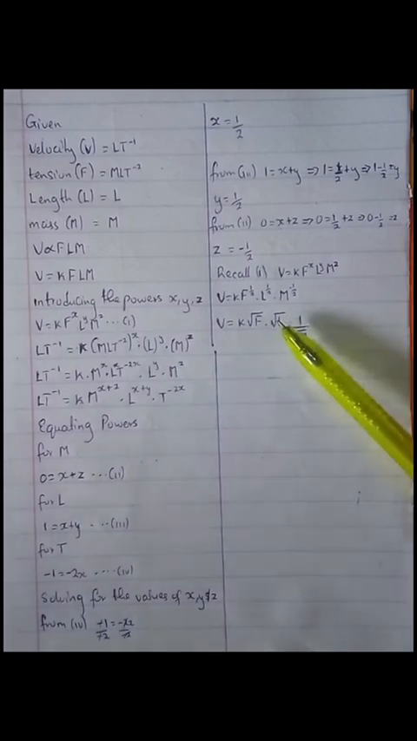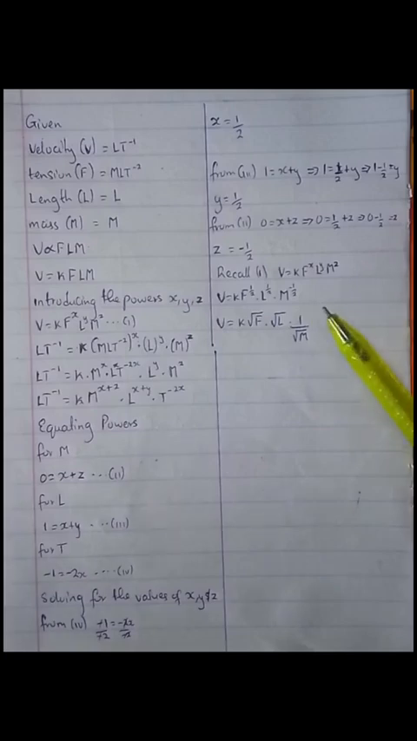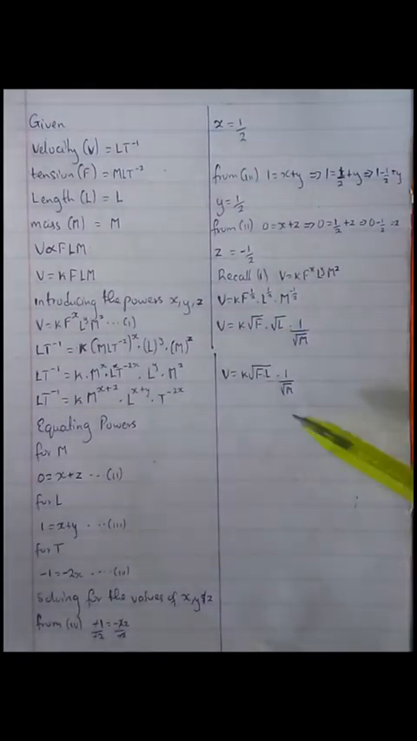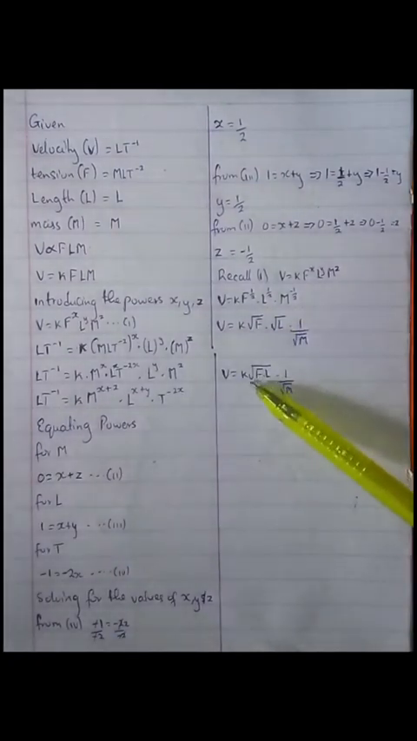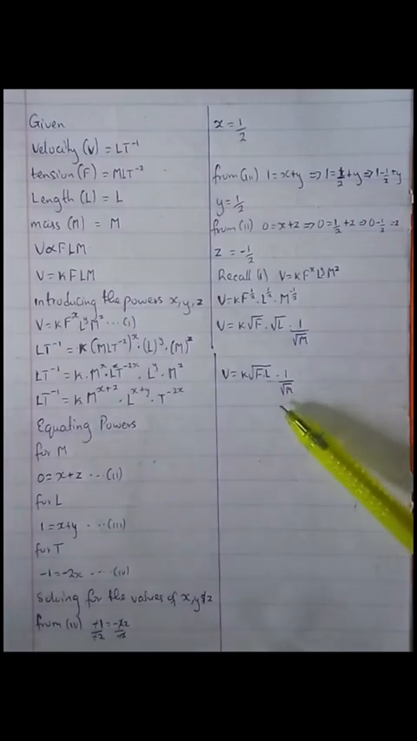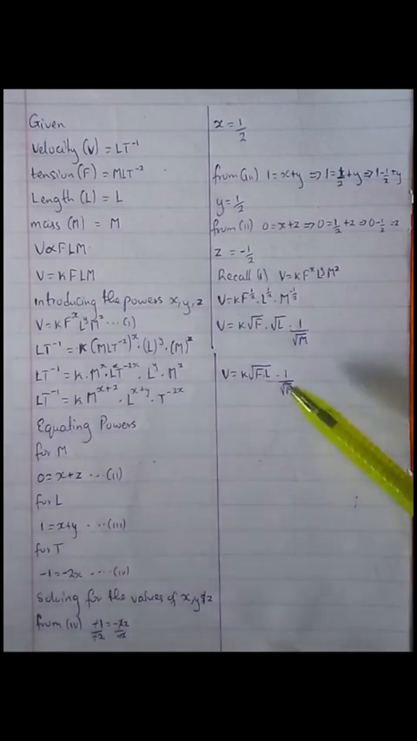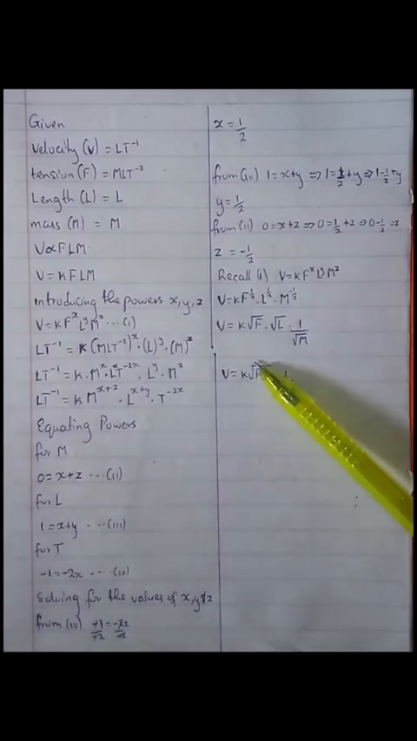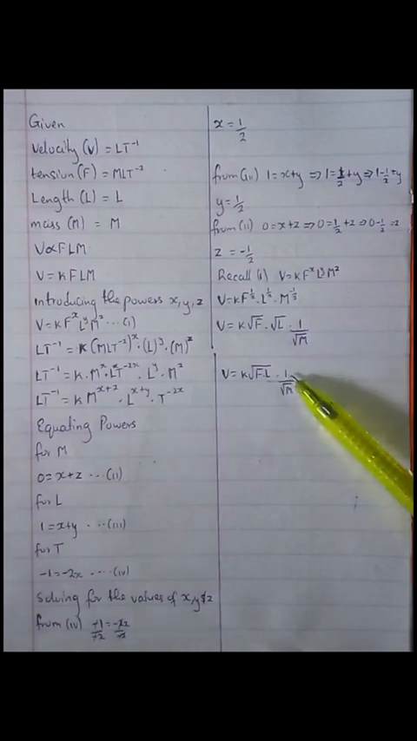We can actually put them in one square root. Recall, in surds, we can put this in one square root. So if we put this in one square root, we'll have something like this: v equals k square root of f dot L dot 1 over square root of m. Now let's express it further. We have this. This simply means that k square root of fL is multiplying 1.